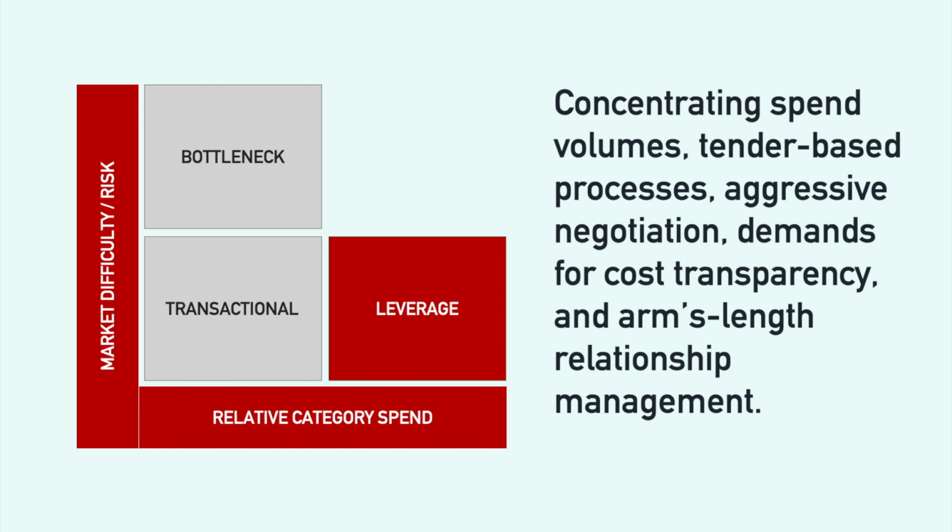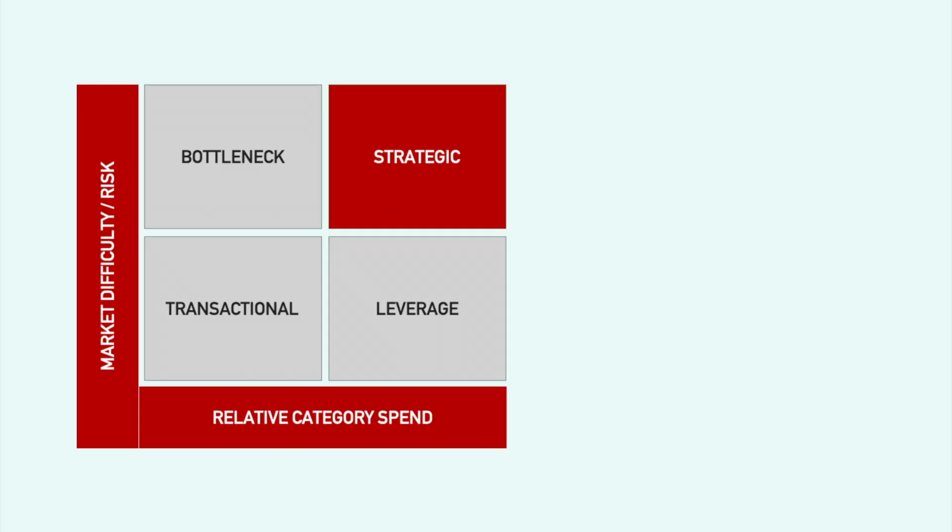Procurement people operating in leverage display archetypal buyer behavior, concentrating spend volumes, tender-based processes, aggressive negotiation, demands for cost transparency, and arm's-length relationship management. It's a suite of behaviors instantly recognizable by those in sales, and it makes for a tough sell. The overwhelming priority for procurement here is to make savings, and woe betide the salesperson who is unable to meet that demand. Finally, the strategic quadrant is the realm of partnership working where collaboration and long-term contracts are commonplace.